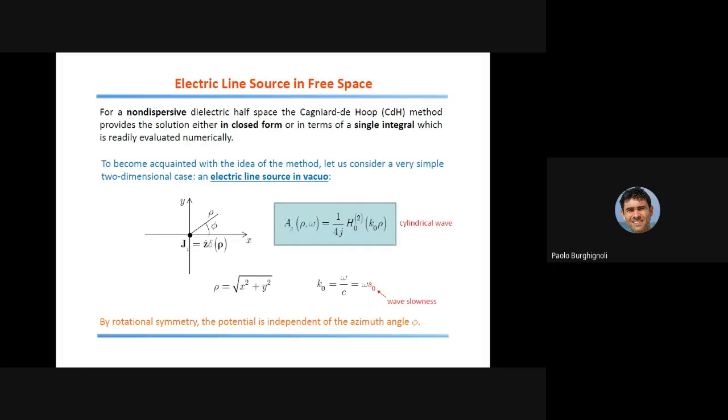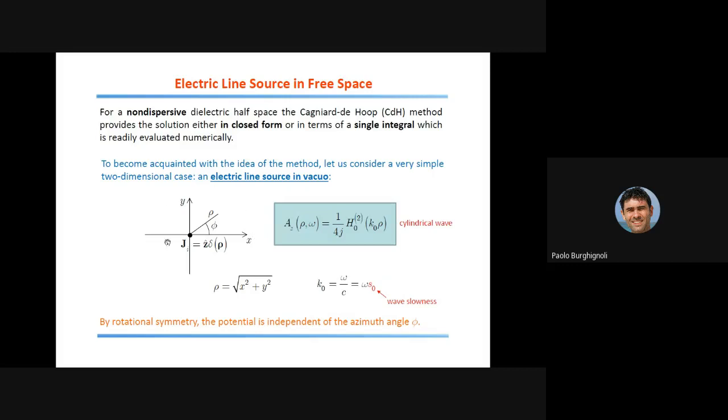Let us see how this works, considering the simplest possible case, that is an electric line source in free space. This is a simple case because this is a two-dimensional problem. So you can see there is a line source, an infinite line along the z-axis, which is now orthogonal to this slide. And this radiates in free space, and it is placed at the origin of the xy plane. So this is a two-dimensional problem in which there is no z-dependence.